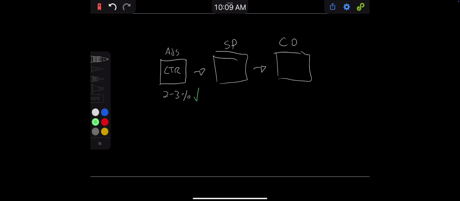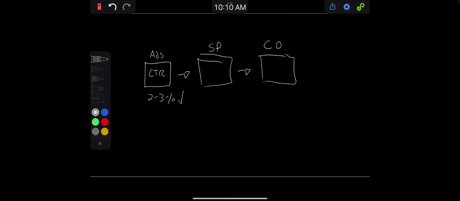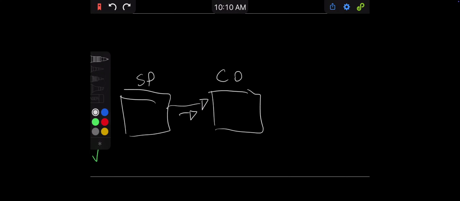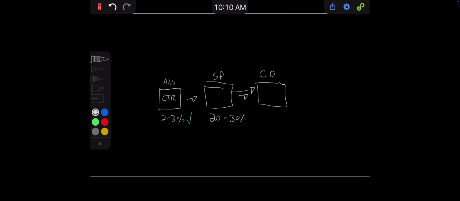So let's say we're good here, right? We're getting 2 to 3% CTR, great. Then let's look at our sales page. The next thing we want to determine is how many people who are getting to our sales page are moving over to our checkout page. So what's the percent of people coming from here to here? Now we want to shoot for 20 to 30%. That's going to be our goal. So 20% to 30%.